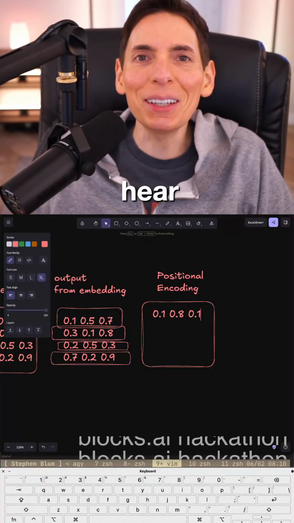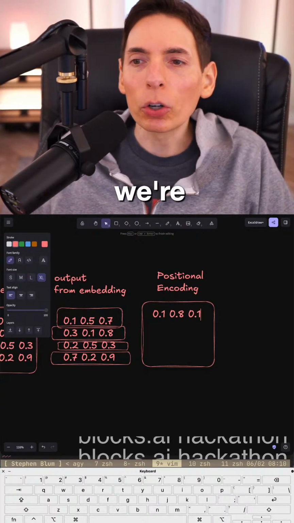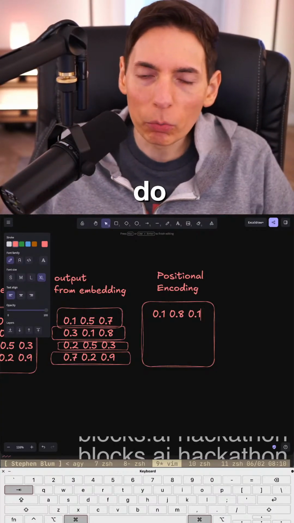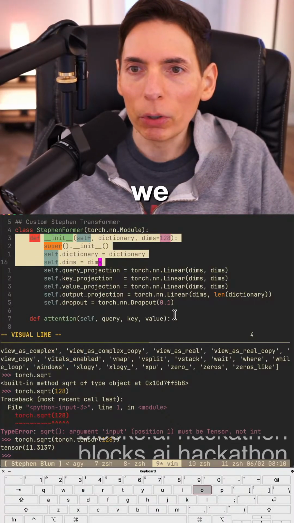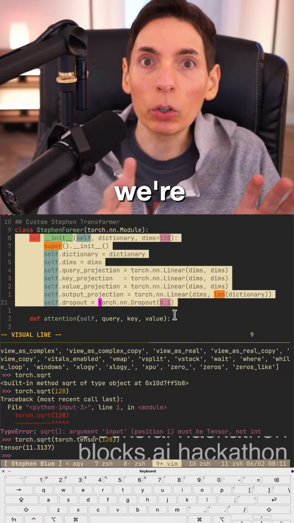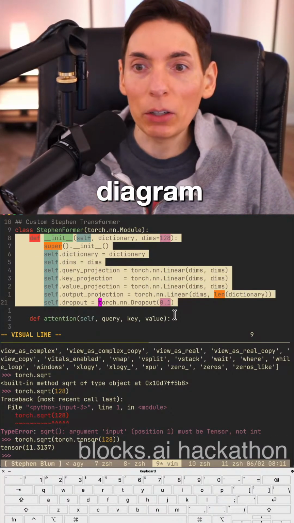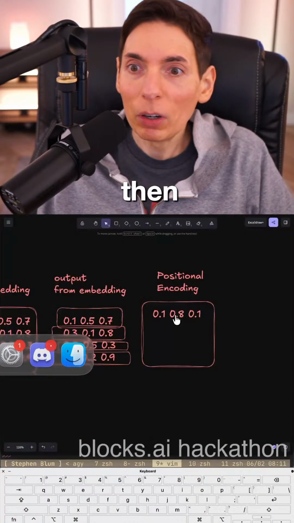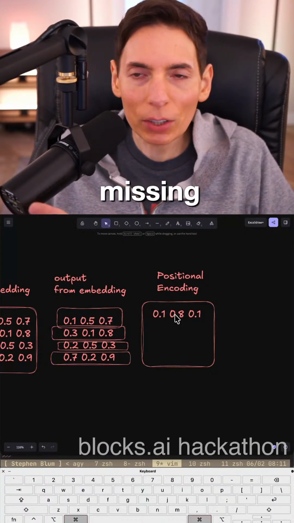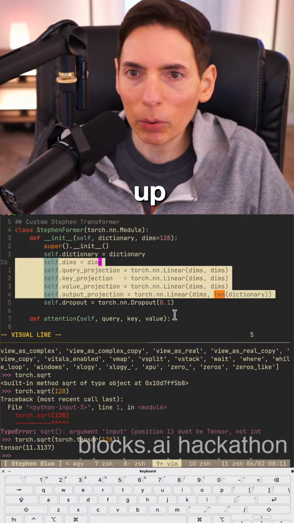I love the title. Hey, nice. Good to hear it. Yeah, we're doing that right now. I'm diagramming what we're going to do. We've got some of the code up here, so we already got some of the code started. We're going to be diagramming first, and then we're going to see where we're missing, because I got some of the projections set up already.